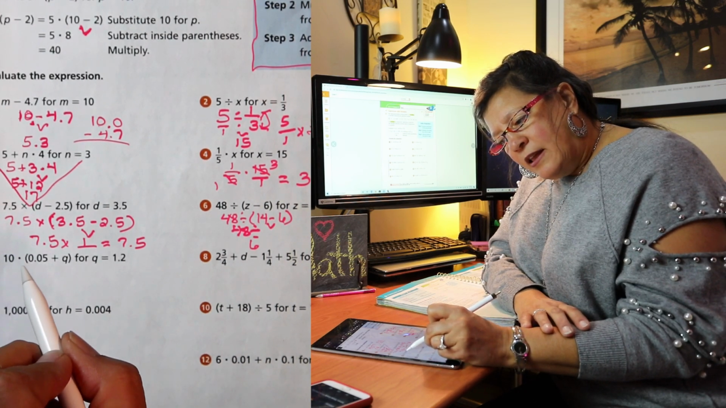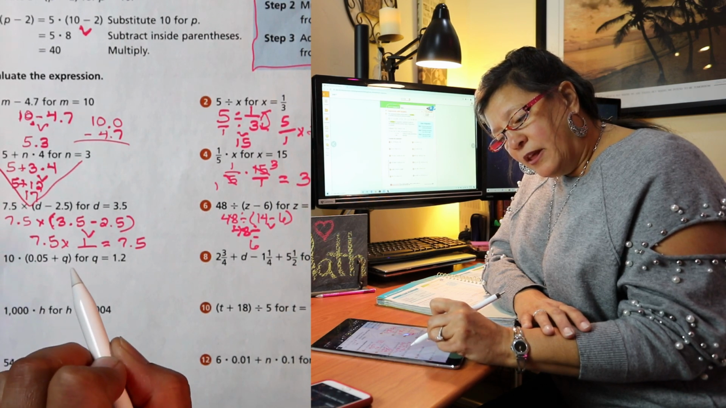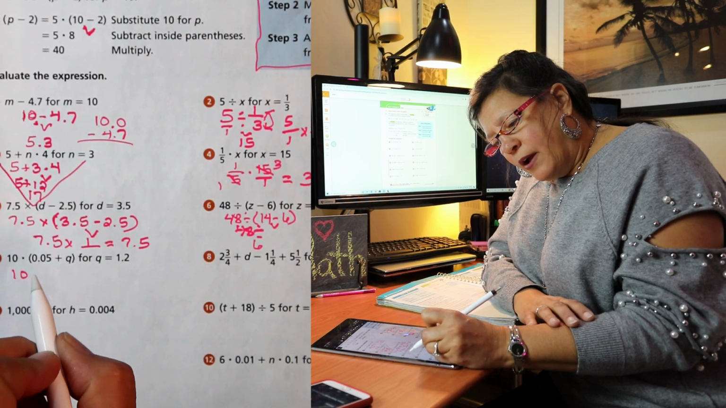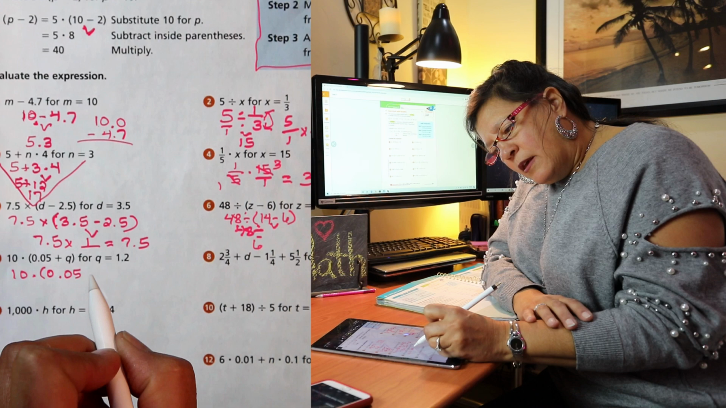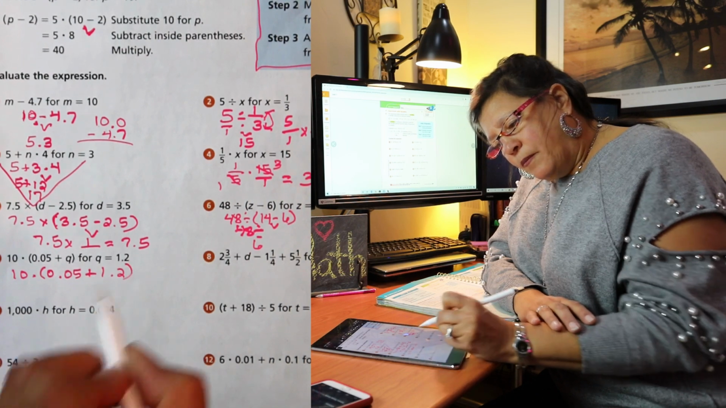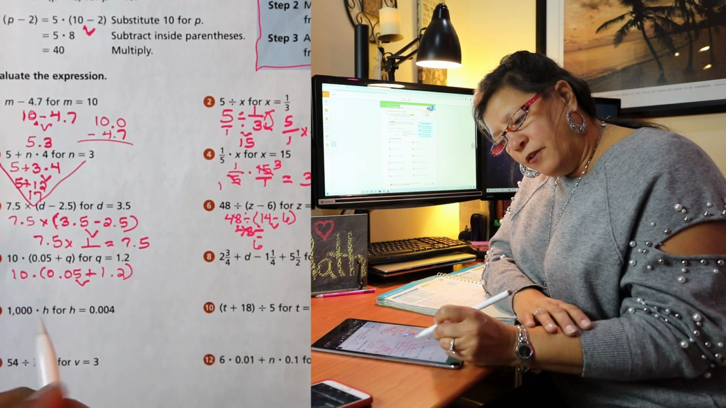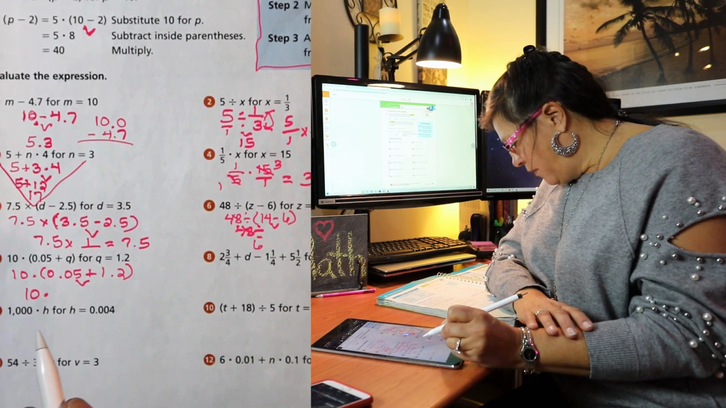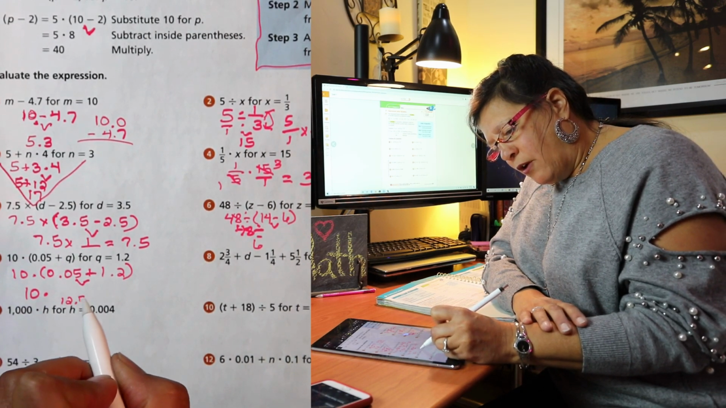Number 7, 10 times, in parentheses, 0.05 plus q. q equals 1.2. Let's rewrite it with our new number, plus 1.2. Okay, again, parentheses first. Order of operations. Bring the 10 times down, solve, and when you are all finished, you should get 12.5.